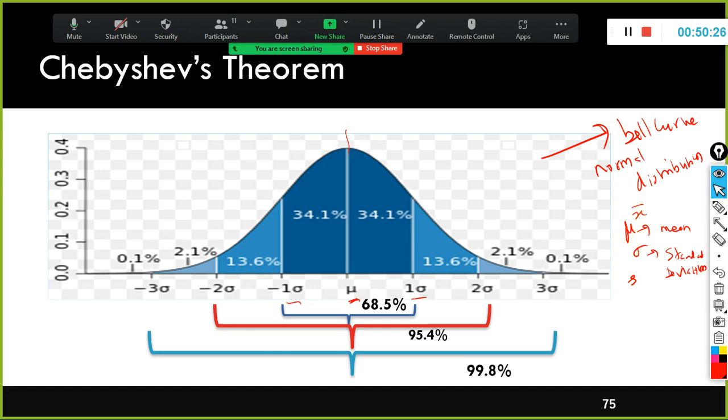Remember this. Instead of saying normal distribution, I'm going to say standardized normal distribution. In the case of a standardized normal distribution, the mu is always 0 and sigma is always 1. Mu is equal to 0 and sigma equal to 1. These are the default values for a standardized normal distribution.